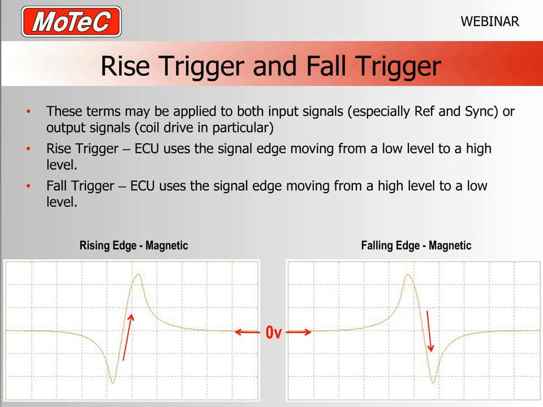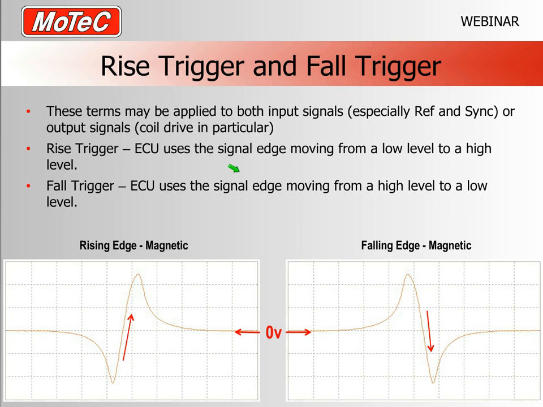Now, another term that's associated with these ref and sync sensors is rise trigger and fall trigger. Once again, when you're setting these in your ECU manager program, you need to establish the direction of voltage travel, which is the one you're looking for to produce accurate timing.